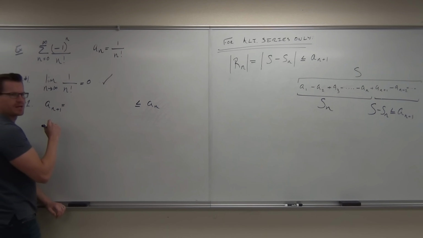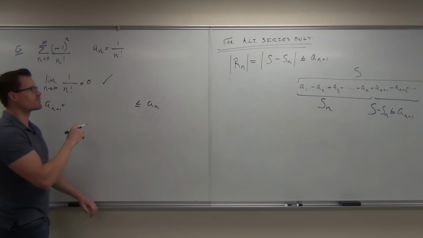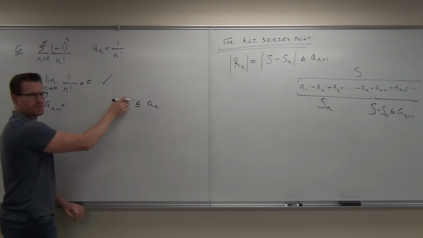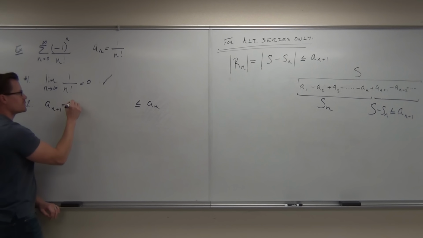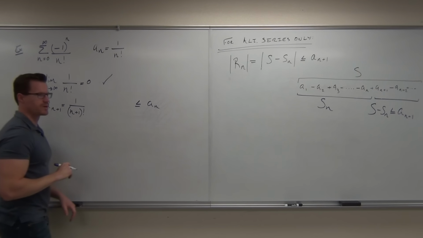How much is a sub n plus 1? You know how to find the next term? You start with whatever a sub n is. Hey, look, it already gives you a sub n. And then you just add 1 to however many n's you got. So for us it'd be 1 over n plus 1 factorial. Yep, n plus 1 factorial.